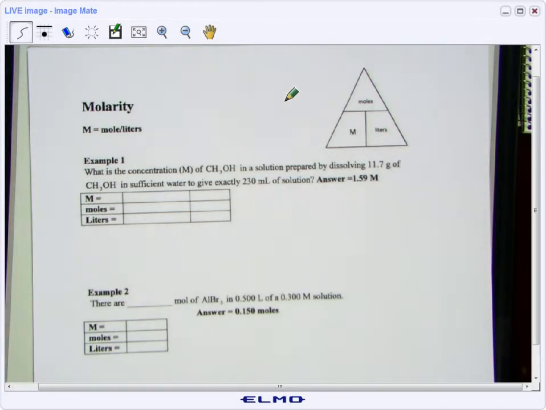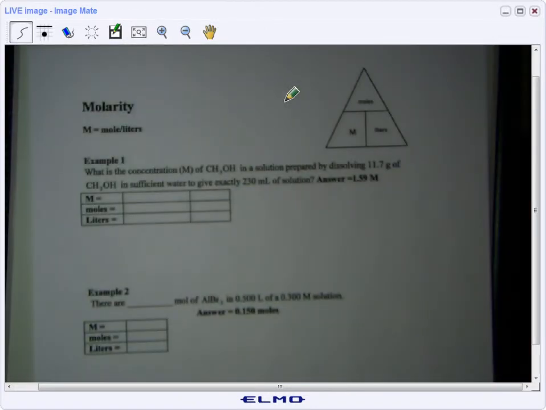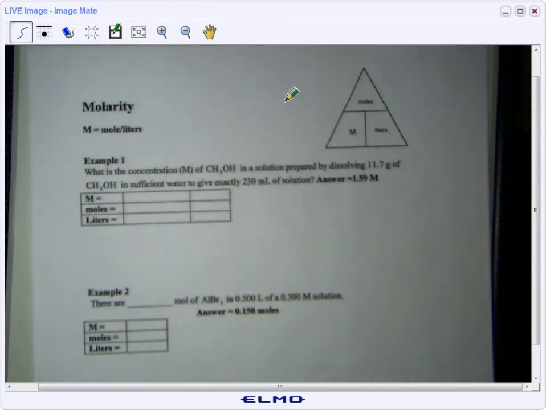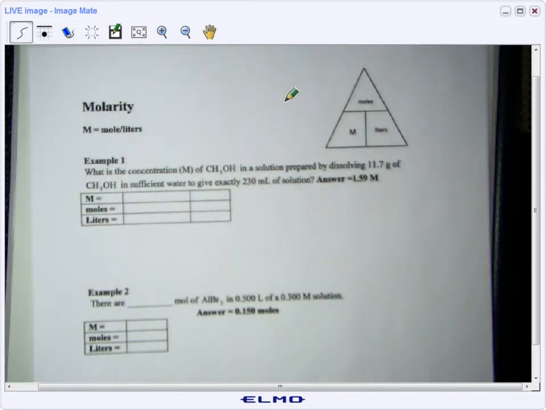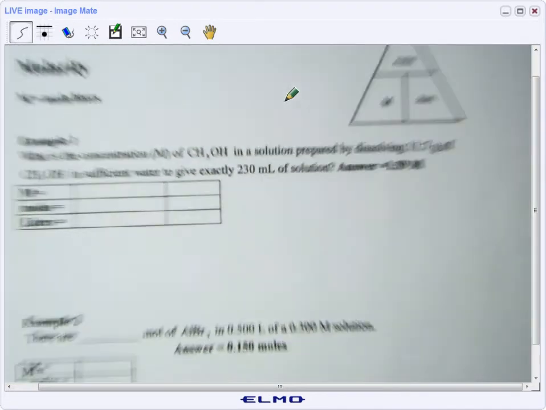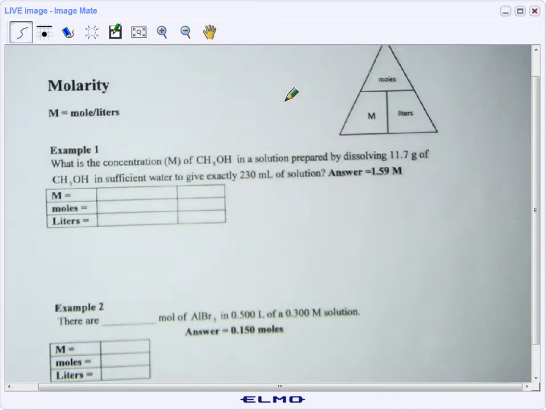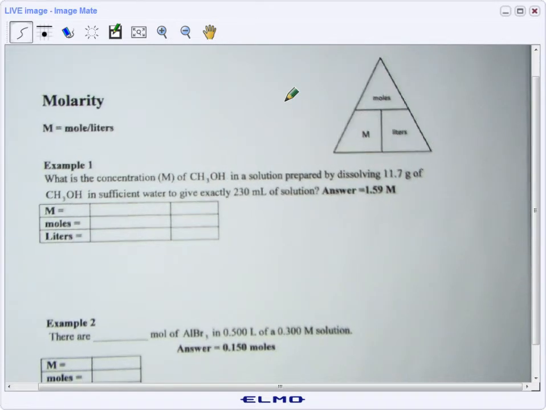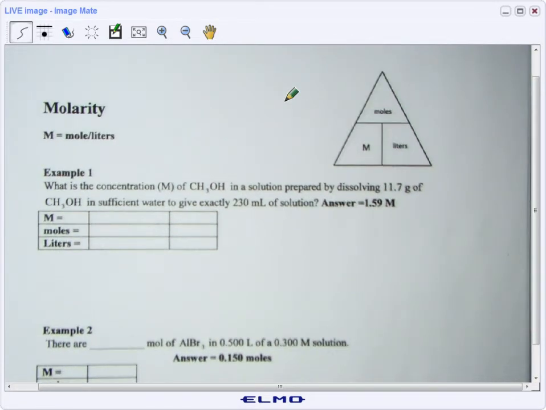Okay, molarity. Let's talk about molarity. Molarity is a way of quantitatively giving significance to a certain concentration.